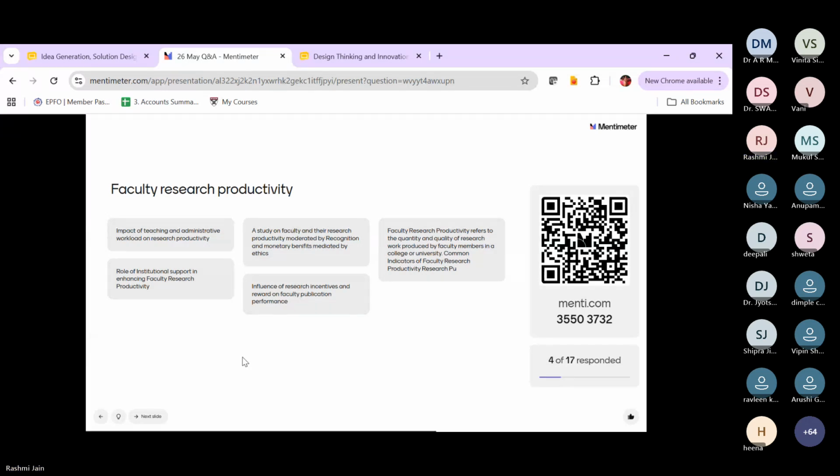Absolutely no. Role of institutional support in enhancing faculty research productivity. That is a good point. Influence of research incentives and reward on faculty publication performance. Yes. So you want to understand that if your incentives and rewards are good or well compensated, that's going to create a good performance of faculty publications. So you can correlate these two points and produce results.